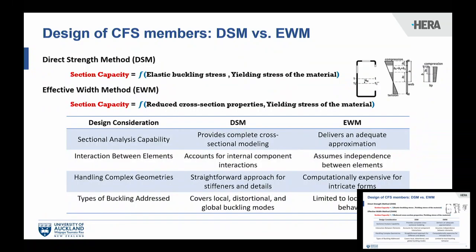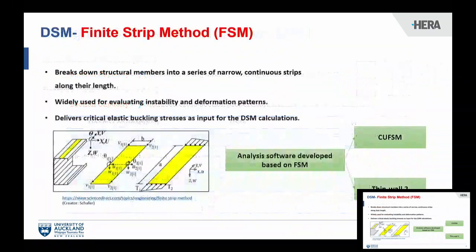The effective width method is the most principle-based, but it's computationally expensive, and you need to repeat the calculations for each buckling mode. While for the direct strength method, you just need to use the finite strip method, which in the next slide I will explain shortly.